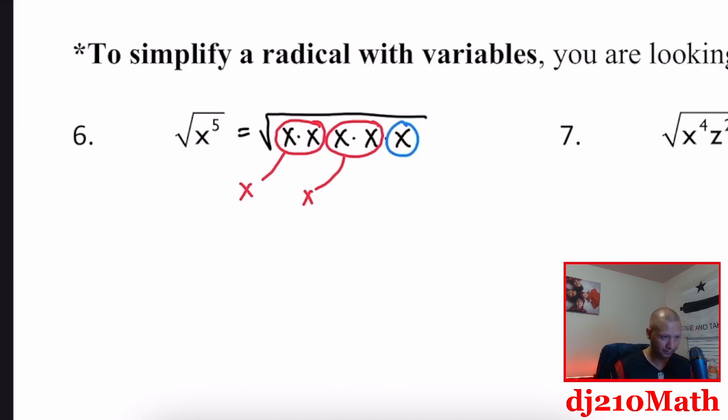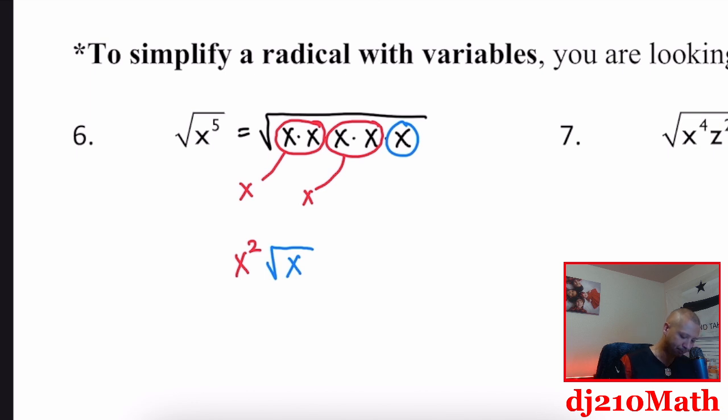So what's happening is that outside, we have x squared, and on the inside, we have just an x. So you have to ask yourself, at the end of the day, you're taking out pairs. That's the bottom line. But how many pairs can I take out? How many twos are in 5? Well, 2, because 2 times 2 is 4 with 1 left over.